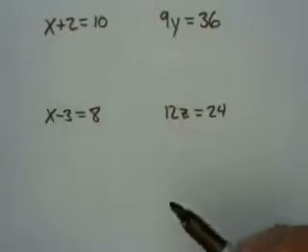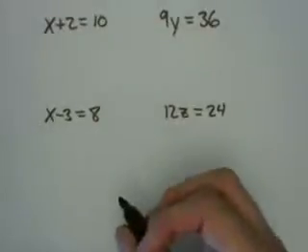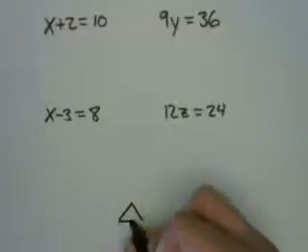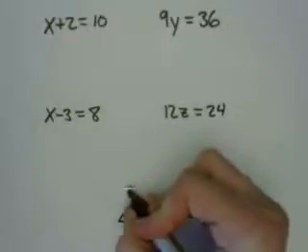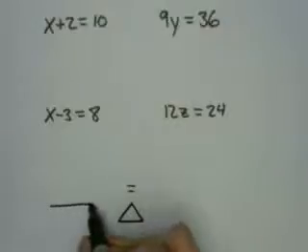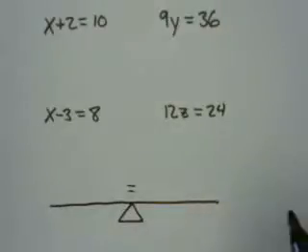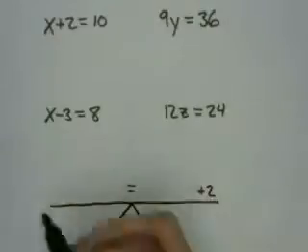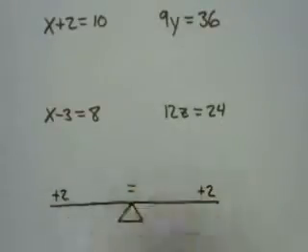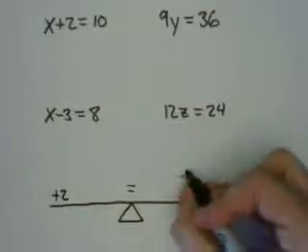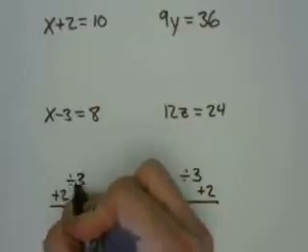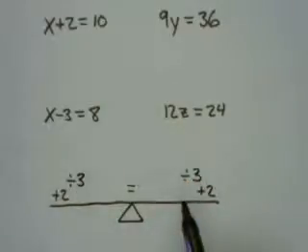Now here we have to think, when we do these problems, we have to think of a balance. The pivot point being the equal sign, and on either side we have their expressions. If I introduce, say, a plus 2 here, then I would have to introduce a plus 2 here for them to stay balanced and level. If I divided by 3 here, then I better divide by 3 here to keep them balanced and level.